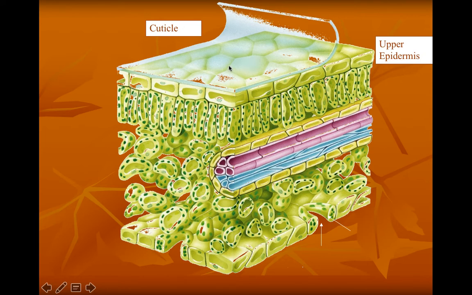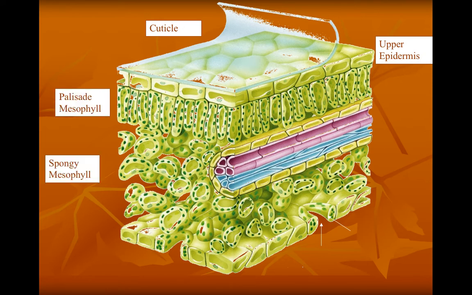Then you have the palisade mesophyll. That's this single row of what seem like vertical cells here. These palisades are where most photosynthesis takes place, and they're very tightly packed together, crammed in so that each one of these chloroplasts that you see is able to do its own light absorption. So there's a lot there, and a lot of light absorption can happen.